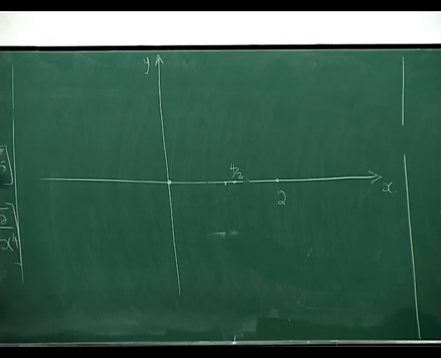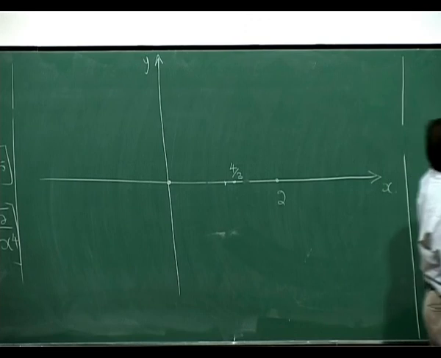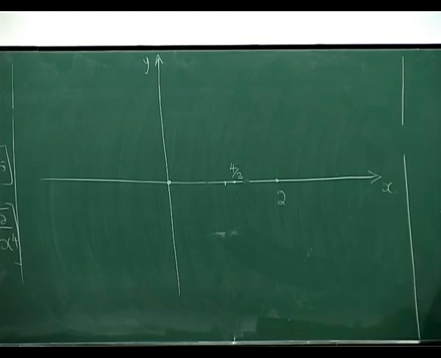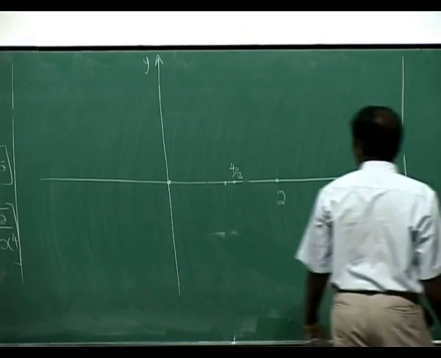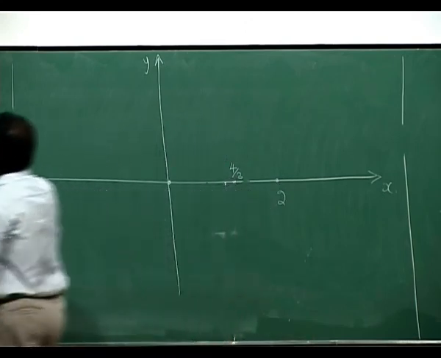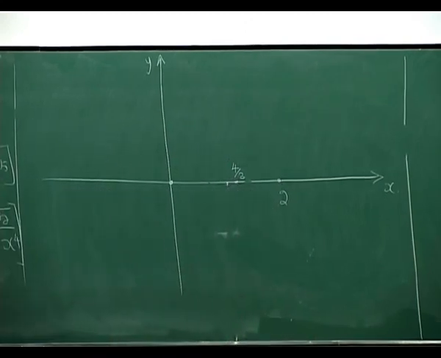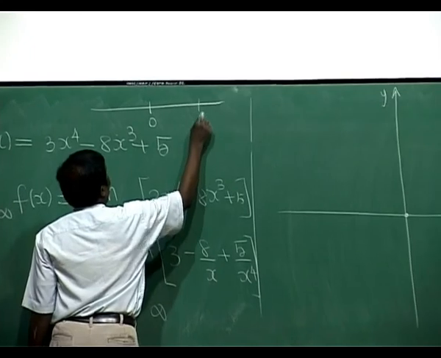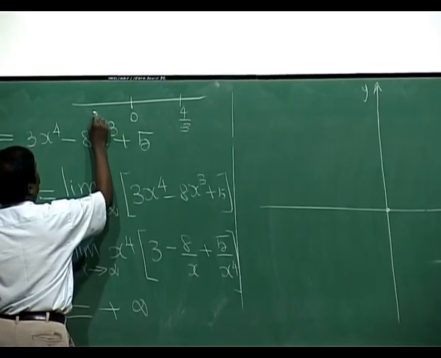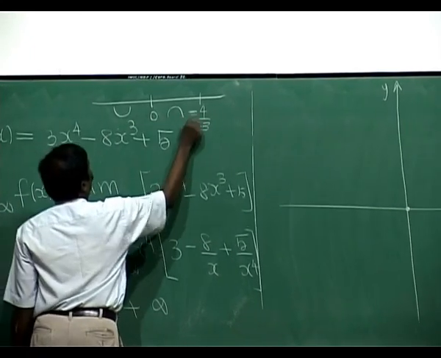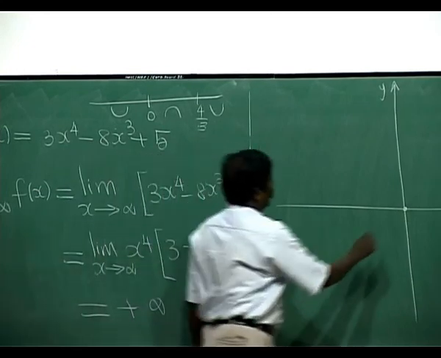So now we know that it is decreasing here, and concave up, concave down where? I erased that. So I think 0, 4 by 3, this was concave up, down, up. Okay.